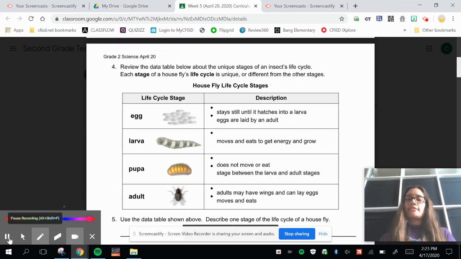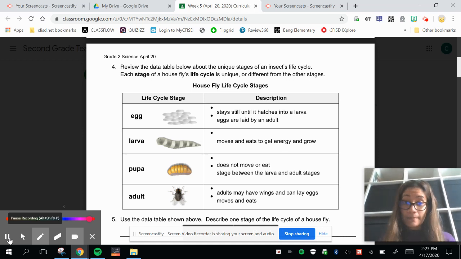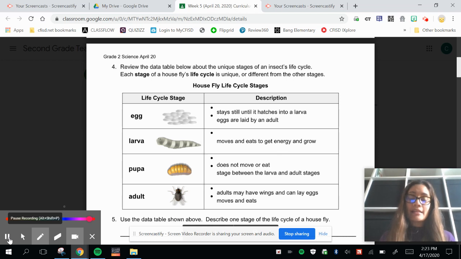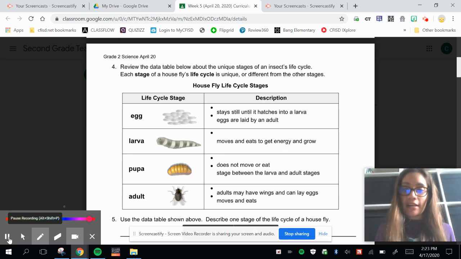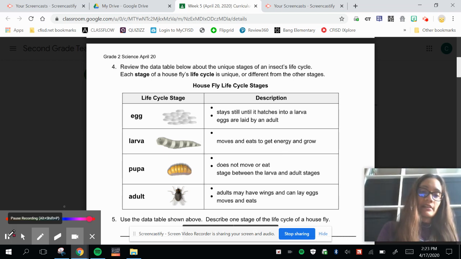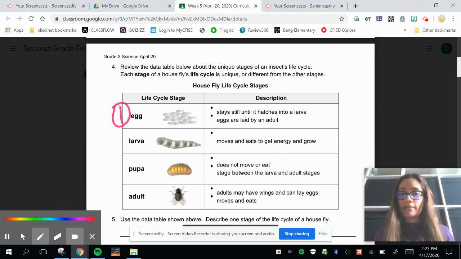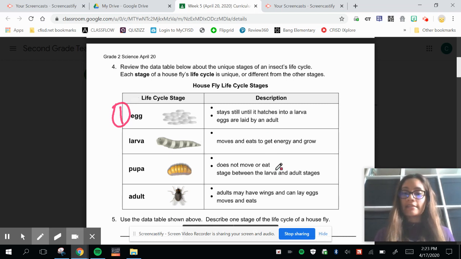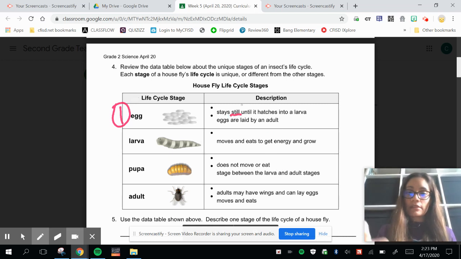Now on to page 66. We are now going to review each stage of a life cycle of an insect, and this time we're going to look at the housefly. Now remember, all insects, they go through the same stages, except it won't look the same for each stage. So the life cycle of a housefly starts off first stage as an egg. So remember, eggs, it stays still until it hatches into a larva.